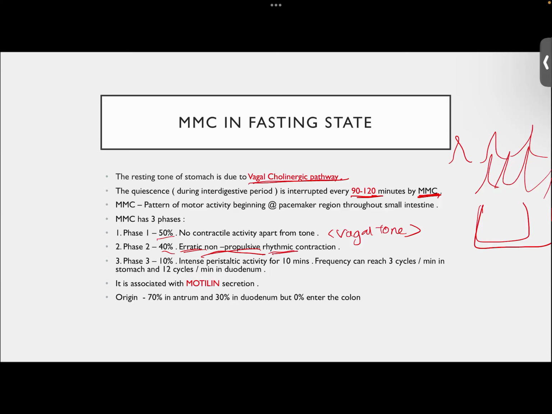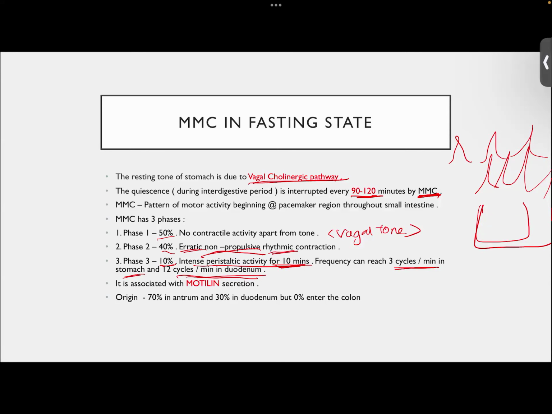And then phase 3 is the last 10%, and this is intense peristaltic activity for 10 minutes, okay? When it's peristaltic, that means it's propulsive. That's a landmark of peristaltic movement. The frequency can reach 3 cycles per minute in the stomach, which means 3 intense peristaltic activities per minute in the stomach and 12 in the duodenum, okay? That's phase 3. So phase 1, 2, and 3.